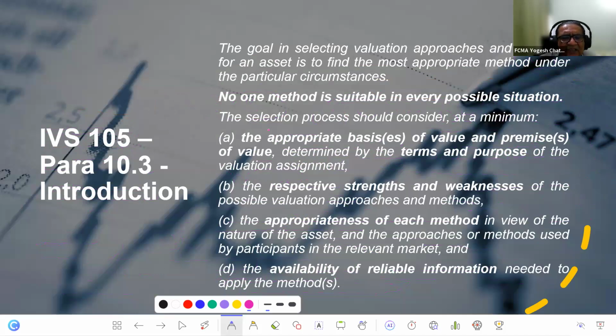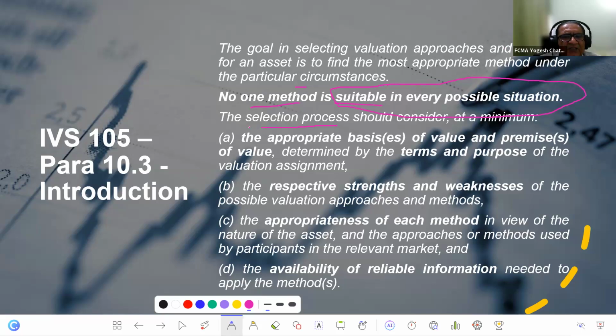So this is the selection process for the choice of valuation approach and valuation method. Very important: no one method is suitable in every possible situation. The method and approach of valuation is not predetermined and not general in nature. It will be based on the ground reality of each valuation assignment, each valuation estimation.